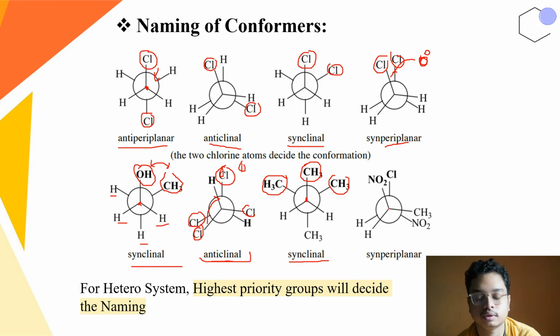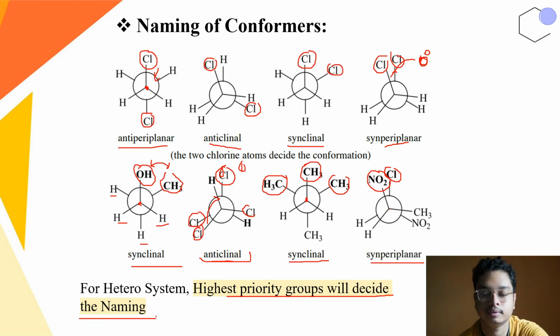Similarly, here this carbon contains an NO2 group as its highest priority group, and in the back carbon, between NO2 and Cl, Cl gets the highest priority. That's why this conformer is named syn-periplanar. For hetero systems, the highest priority group will decide the naming. Okay, I hope this is clear for you.